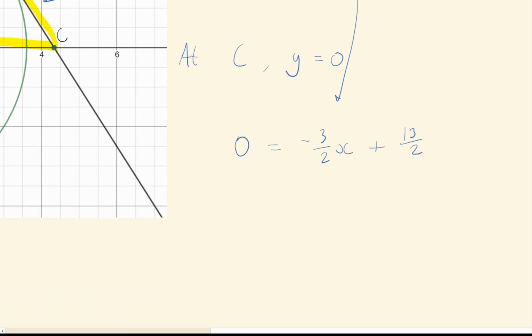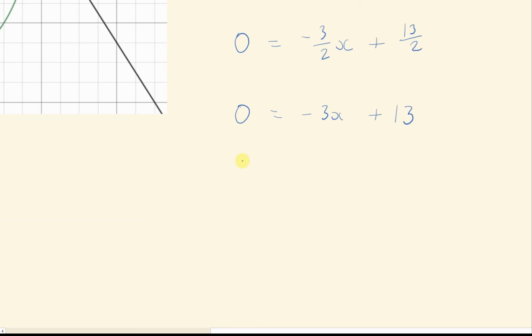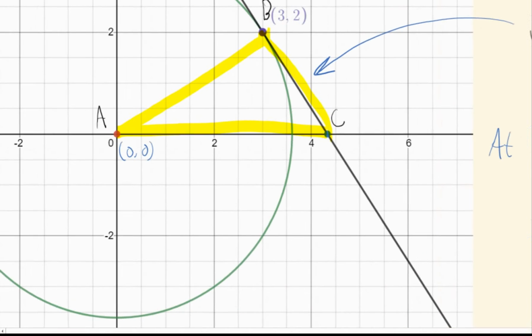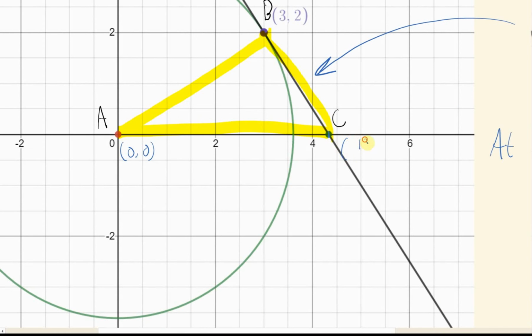And I can double my entire equation. So 0 equals minus 3x plus 13. I'll take the 3x across and then divide everything by 3. And I'll just keep my answer as a fraction. So we've done that. That means we now have this missing coordinate. That was 13 over 3, 0.